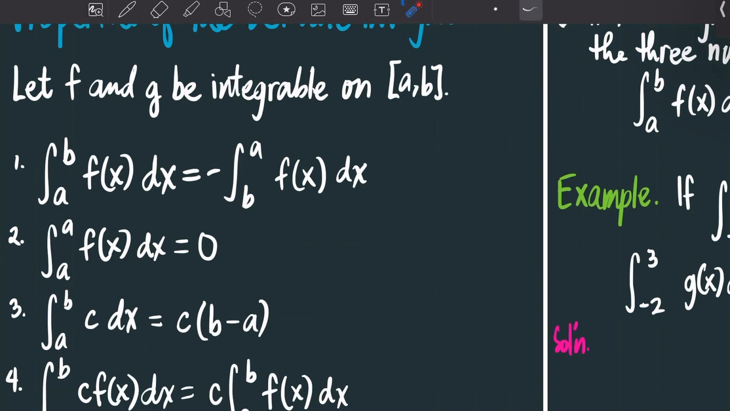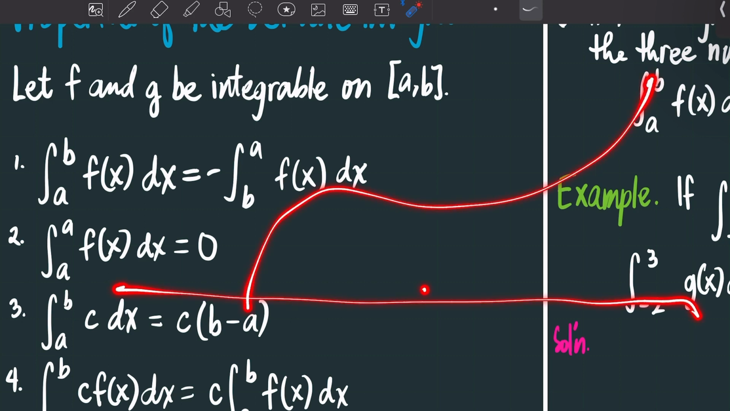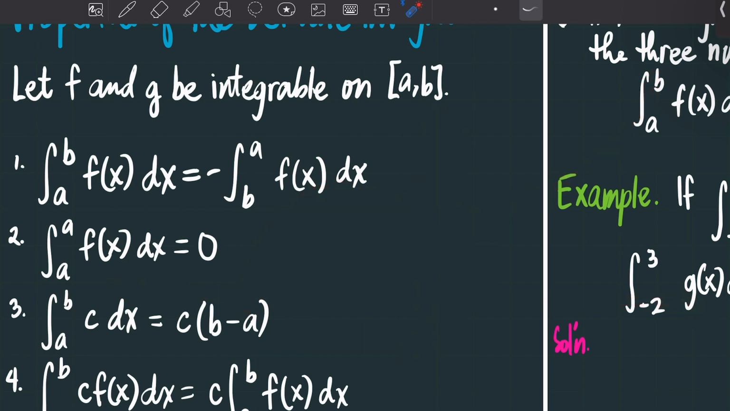Pangalawa, the integral of f of x dx from A to A is equal to 0. So, paano yung visualization nito? Suppose this is the function f, tapos piliin natin to as x equals A. So, sinasabi niya, yung area daw exactly at this point is just 0. Since yung length natin dito is 0, then yung height is some number, say c. So, c times 0 is just 0.